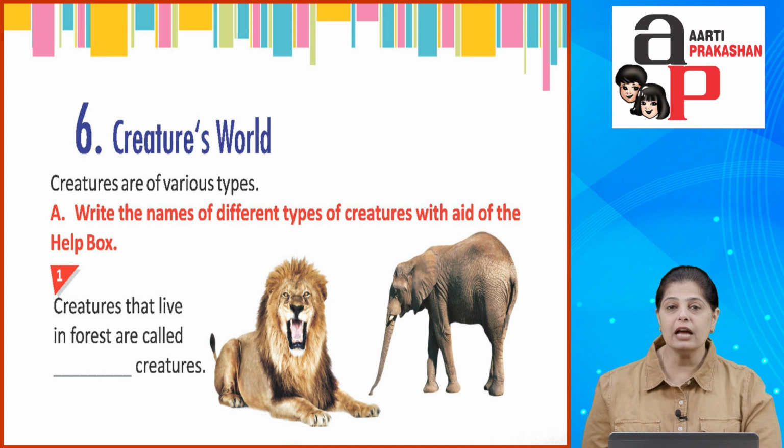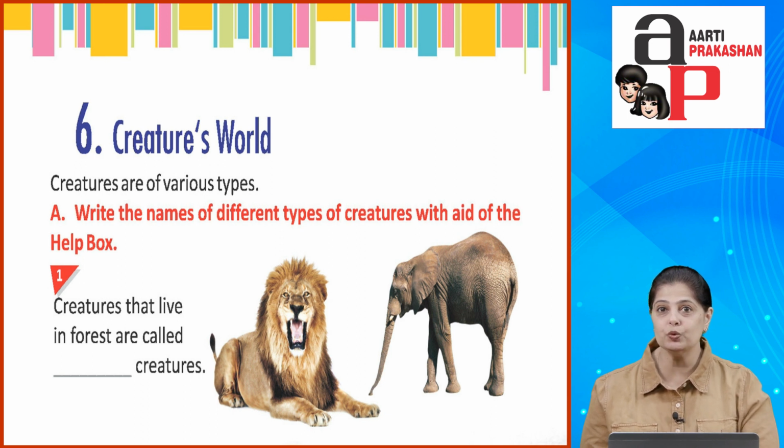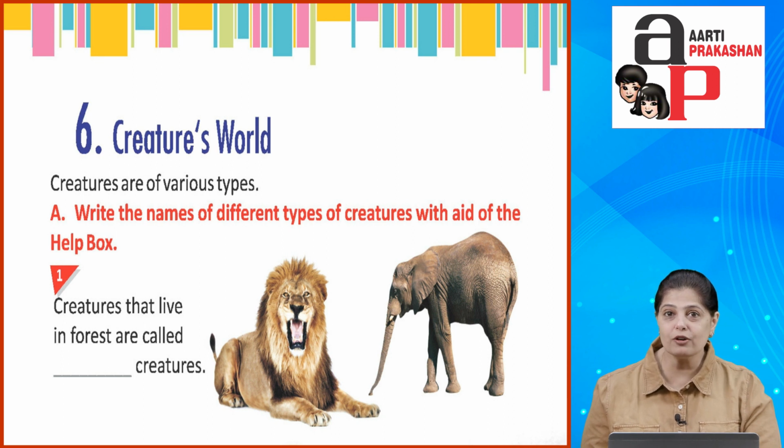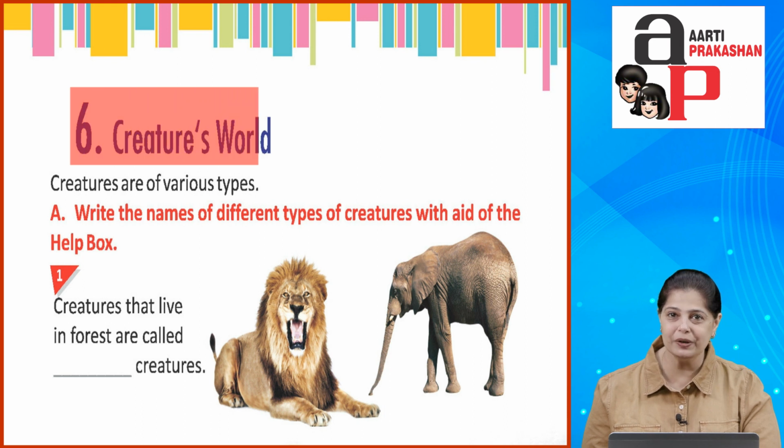Okay, so children, now we have learned about myself, my family, my school, and we've learned about plants also. So what comes after plants? We've learned about humans, we've learned about plants. Now comes the time to learn about animals. So let's look at animals, and that's why this chapter's name is Creatures World.